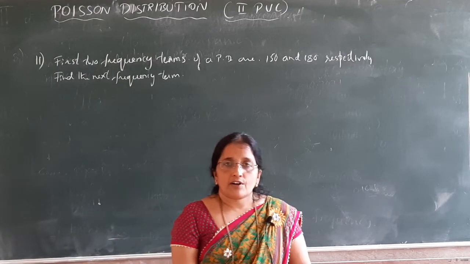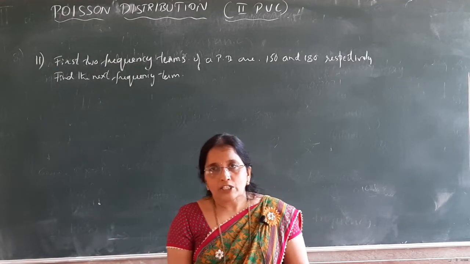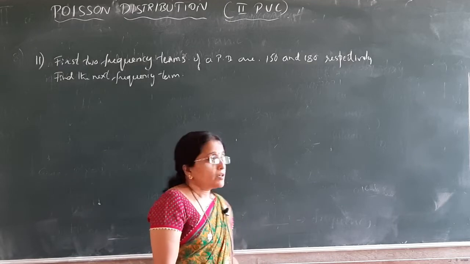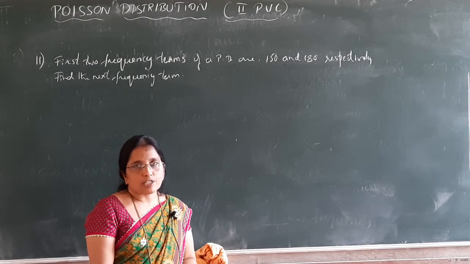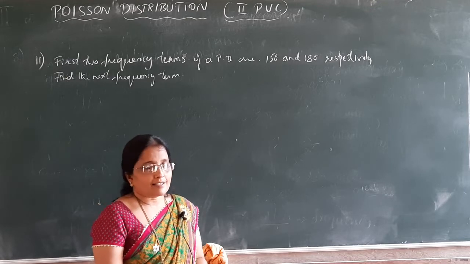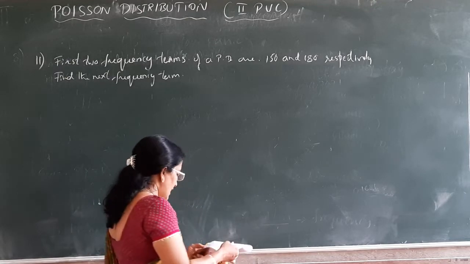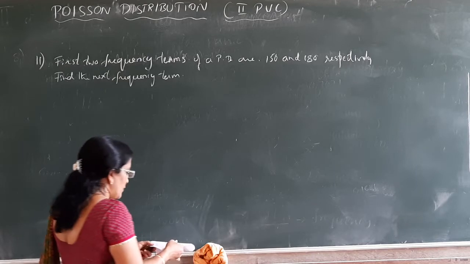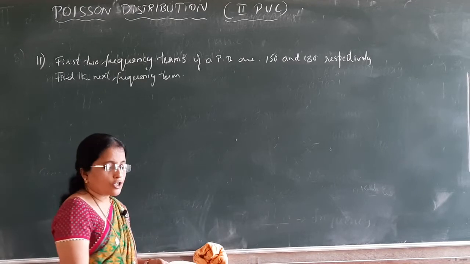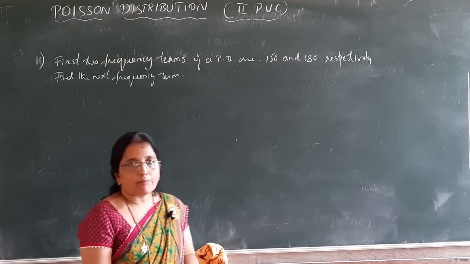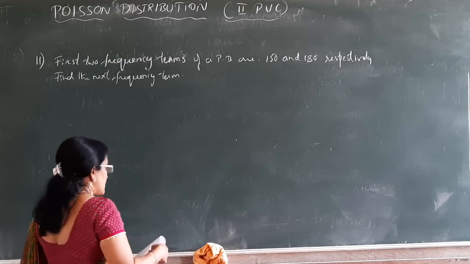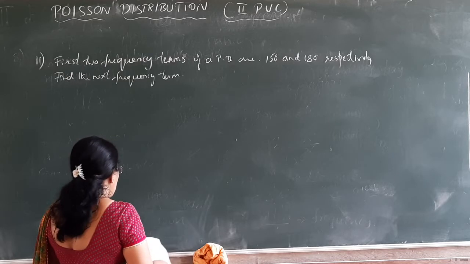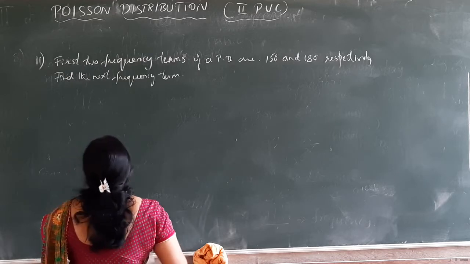Now here we are not dealing with the probability terms, instead dealing with the frequency terms. So frequencies means theoretical frequencies. Those are represented by Tx. And here, what are the given factors? First two frequency terms are given. First two frequency terms are denoted by T0 and T1. First frequency is T0. Next, second one is T1.